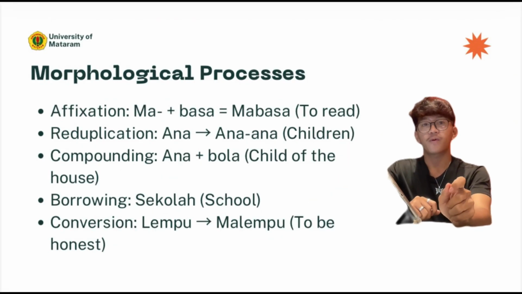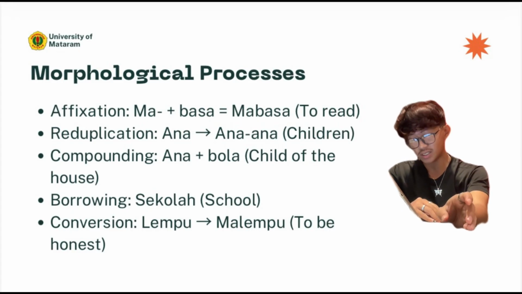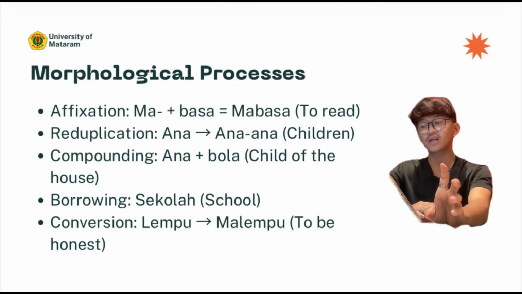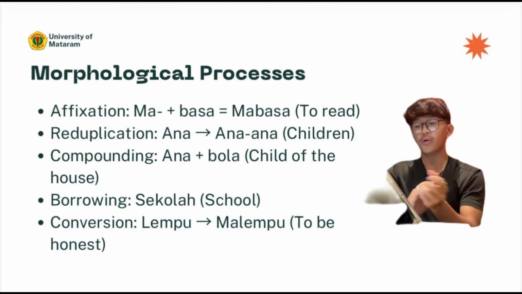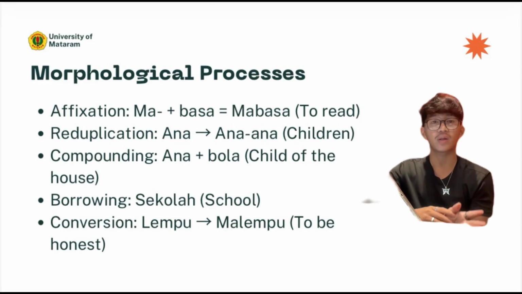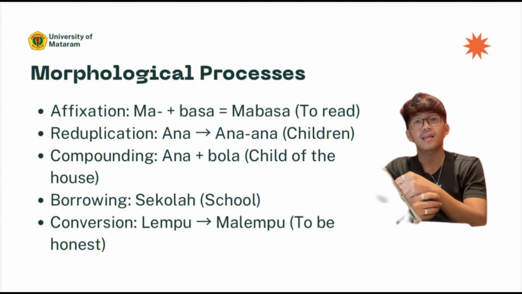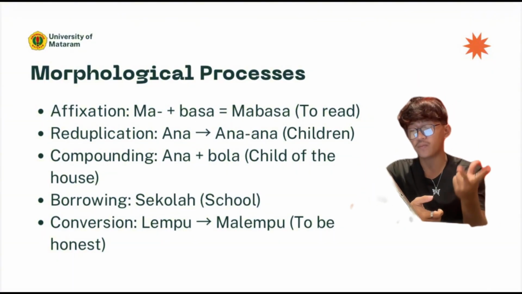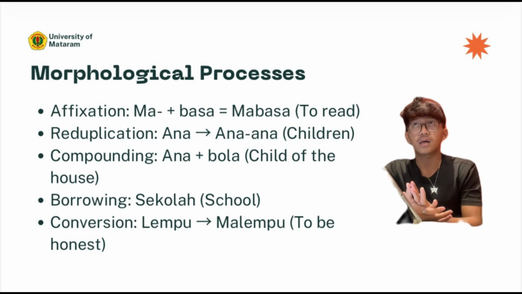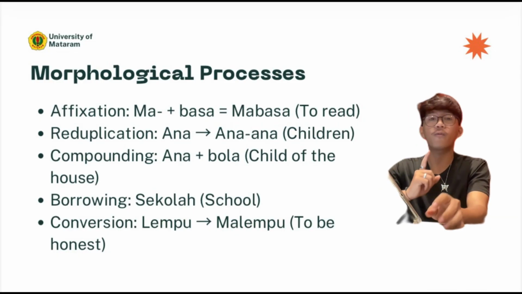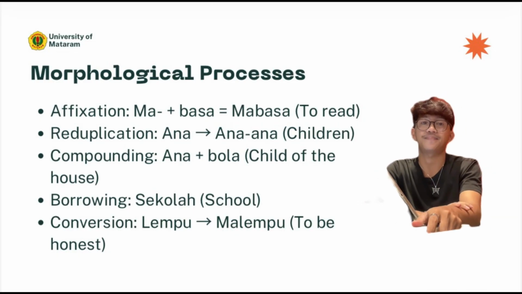Okay, morphological processes. Affixation: ma plus basa, mabasa, to read. Reduplication: anak plus anak, anak-anak, children. Compounding: anak plus bola, child of the house. And borrowing, sekolah, school. And conversion, lempu, melempu, to be honest. I already mentioned those earlier. Those were the processes of affixation, reduplication, compounding, borrowing, and conversion. This is the example for the Bugis words.